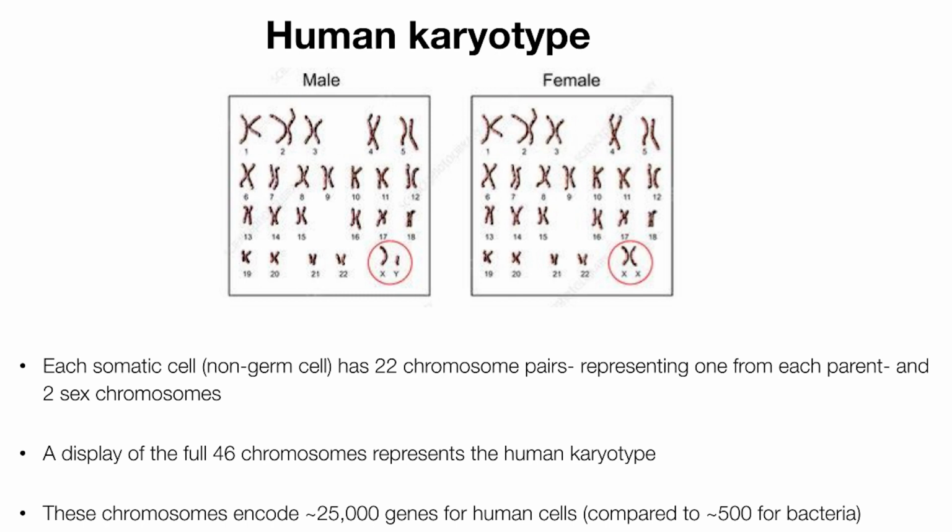Each somatic cell, which is basically all our cells in the body except reproductive cells, has 22 pairs of chromosomes and then 2 sex chromosomes. You can see they have different lengths and structures. Again, all cells within our body have all these chromosomes, with the sex chromosomes as well. These chromosomes contain the 25,000 genes that are important for making us function as human beings.